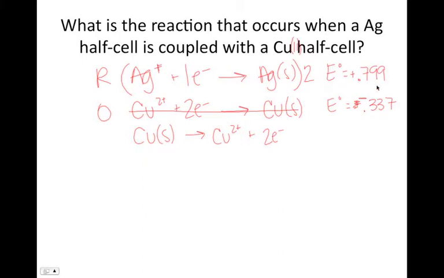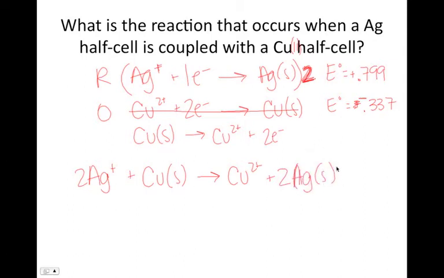And again, the reason that we don't have to multiply the value of E by 2 is because the units on E are just volts. If it was volts per mole, then yes, we would have to multiply it by this 2 right here, but it's not. It's just volts. So I'm going to put these two equations together, and I end up with 2 silver ions plus 1 solid copper gives me a copper ion plus 2 solid silvers.